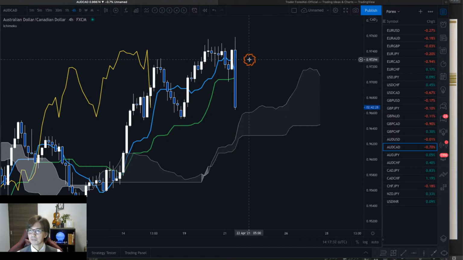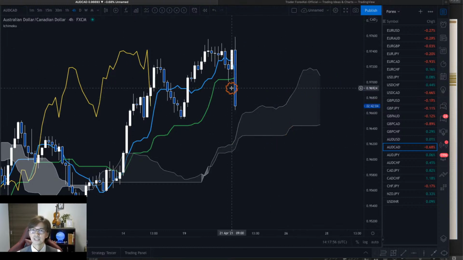Yeah, looks like the AUD CAD has been sold also because of this strong CAD announcement. Now this AUD CAD pair, it's going down. So in this case, no one jumps in. I won't jump in this case. This is a huge breakout of the Kijun Sen, but our overall market is still ranging.